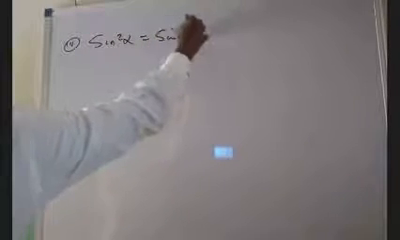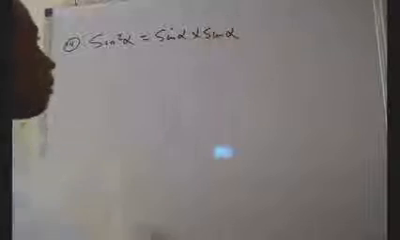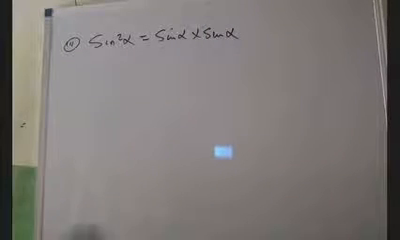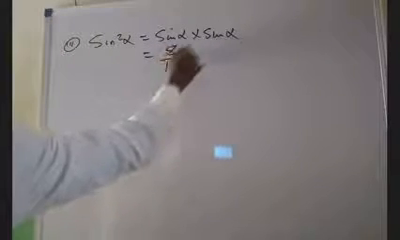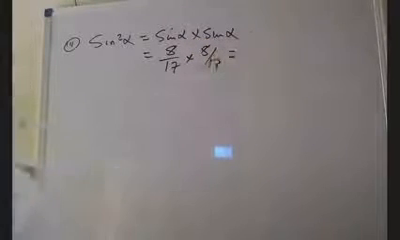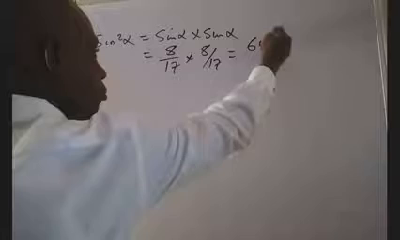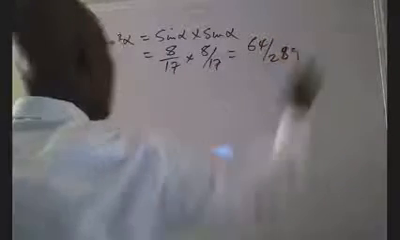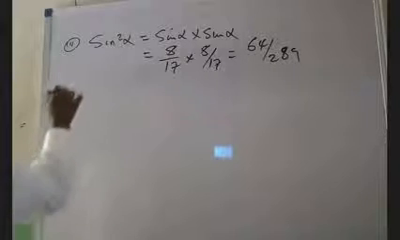So we have number 3. We have sine square alpha. Sine square alpha will be the same thing as sine alpha times sine alpha. So that will be equal to 8 over 17, that's what we got as sine alpha, times 8 over 17. And that will give us 64 over 289.